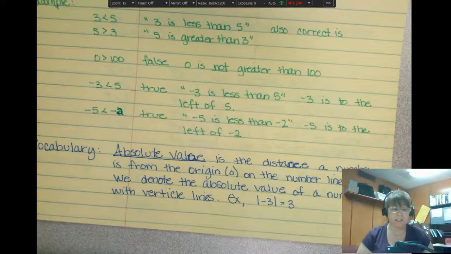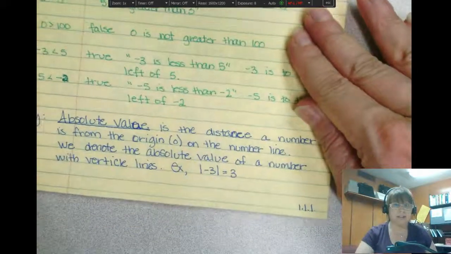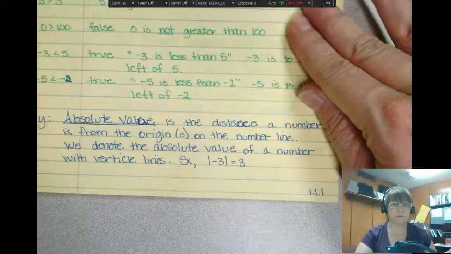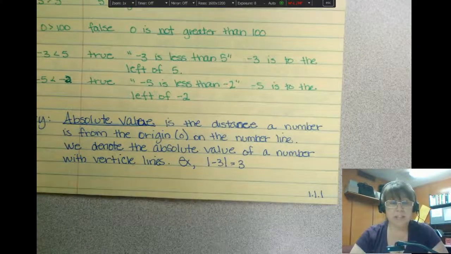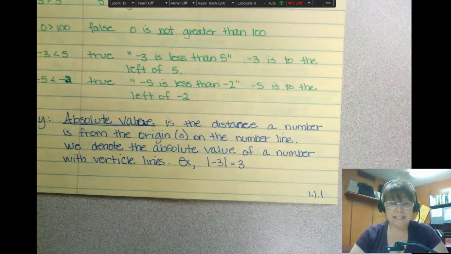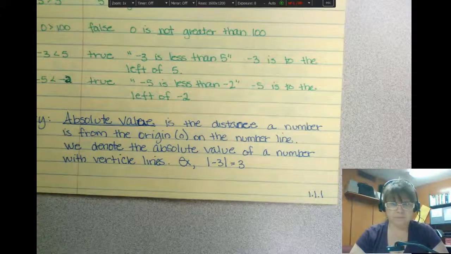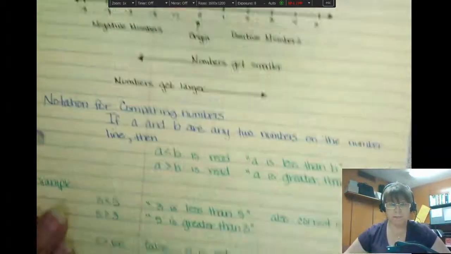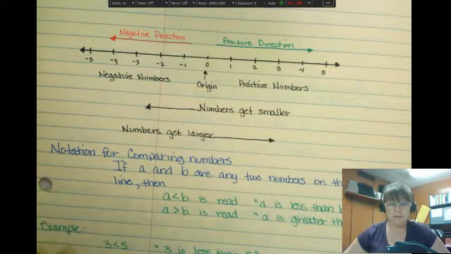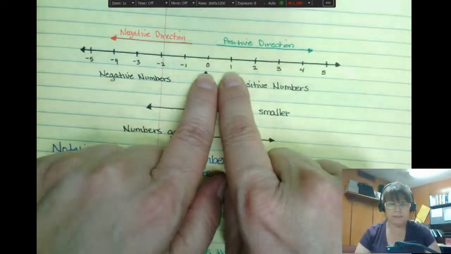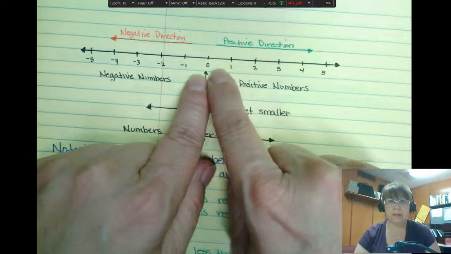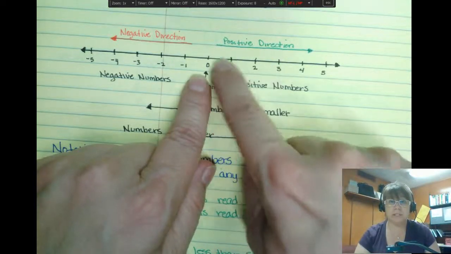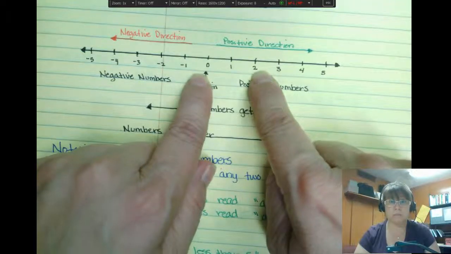Now we have some terminology. It's called absolute value. So here's our vocabulary, absolute value. Absolute value is just the distance of the number from 0, the origin. So let me go back to the number line up here. The absolute value of 1 is 1. It's 1 unit away from 0. The absolute value of 2 is 2. It is 2 away from 0.